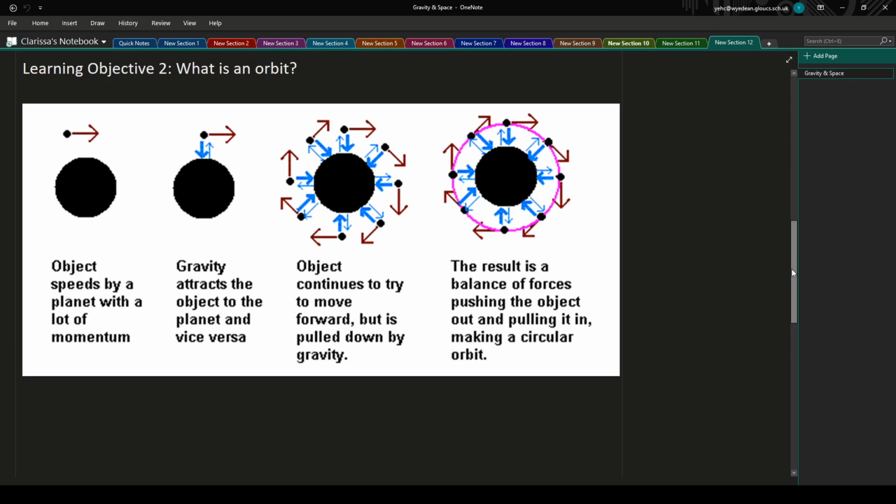Hopefully we have some background knowledge. We would have heard of the word orbit before, like we would have heard the Earth orbits the Sun and the Moon orbits the Earth. But what does that mean and how is this possible?